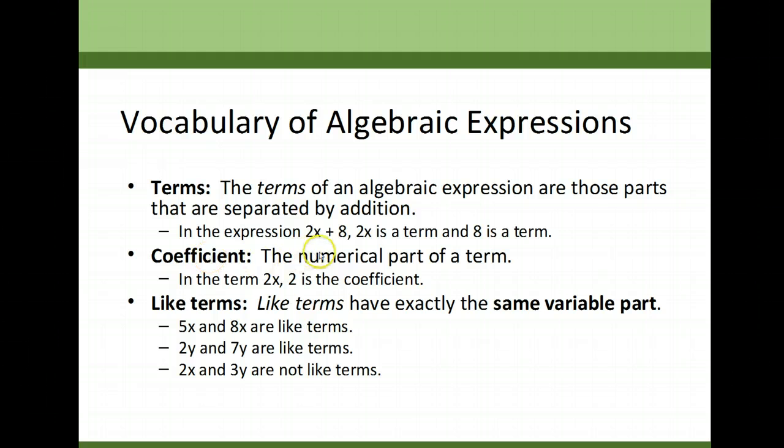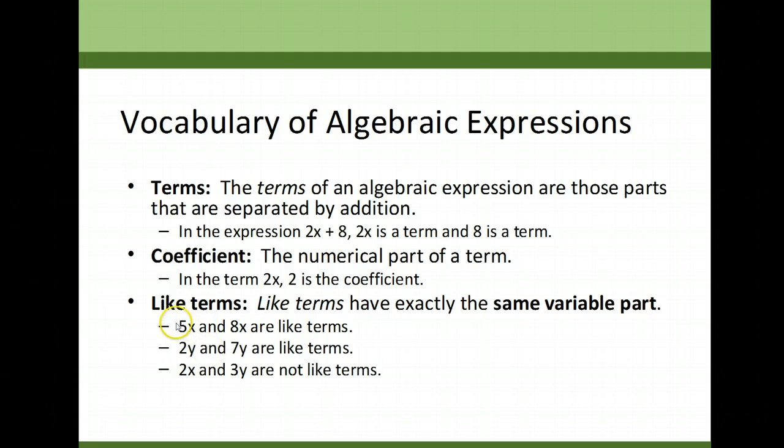A coefficient is the numerical part of a term. So in the term 2x, 2 is the coefficient. It's the number living in front of the x. Like terms are terms that have exactly the same variable part. It means that the variables in that term are exactly the same. For example, 5x and 8x are like terms because they are talking about the same kind of variable.